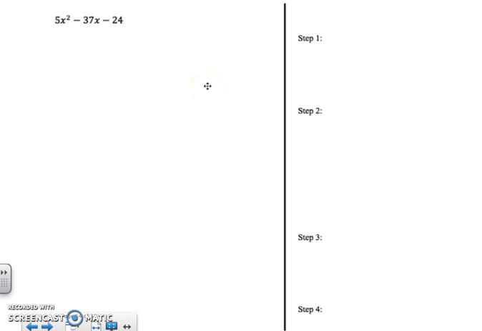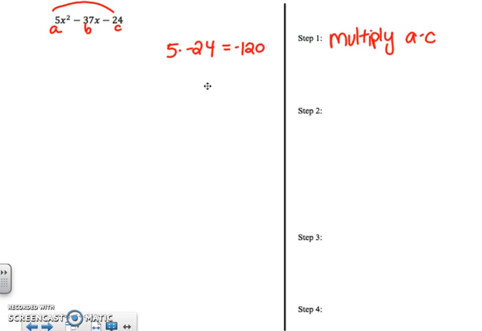So to do those problems, you have to put together everything that we've been working on. So you have to put together factoring by grouping, you have to put together the t-chart. So what you do first, step one, is to multiply a times c. And again, here's your a, your b term, and your c term. So the a is always going to be the x squared term, b will always be the x term, and c will always be your number. So first off, you're going to multiply those two. So you would get 5 times negative 24, and when you type that in, you would get negative 120 in your calculator.